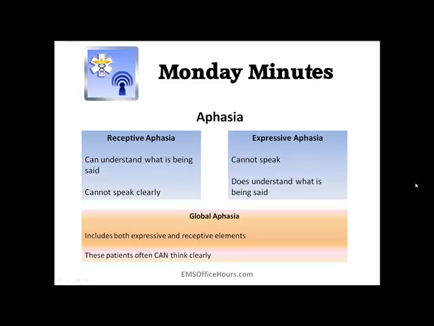Now, global aphasia, a lot of times this is going to include both of the previous expressive and receptive elements of aphasia. Okay, but one thing I want to mention with global aphasia, guys, is that a lot of times the patient can think clearly about what's going on. They're going to have the same needs and anxieties that we normally go through, but they're not able to express it to you. This is going to be very frightening to a patient because they know it in their head, they can understand, but they can't verbalize it, they can't motion to what's going on. So this can be very frightening to a patient.